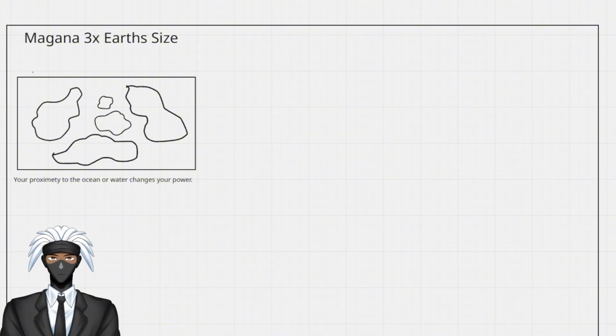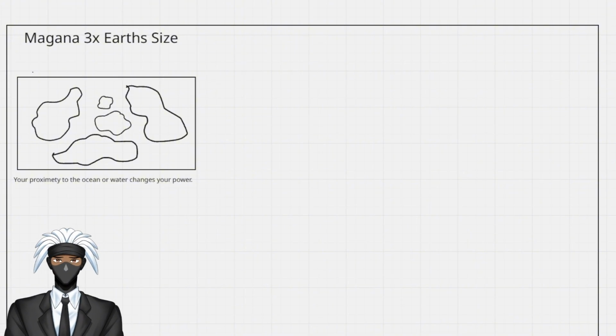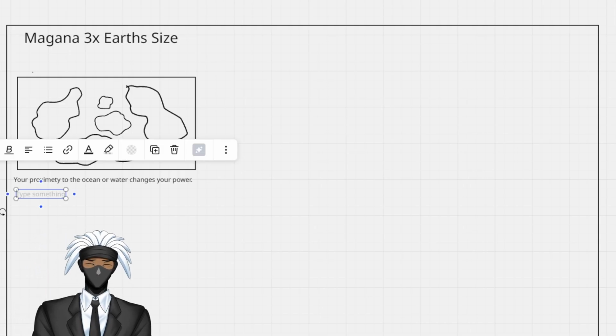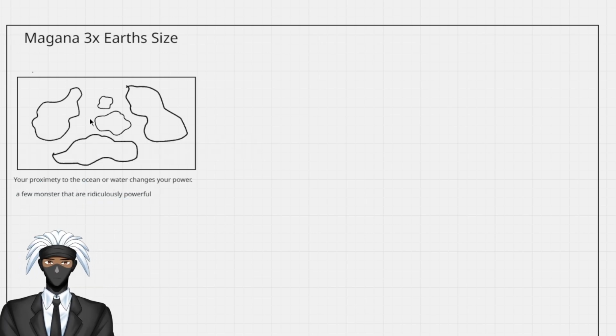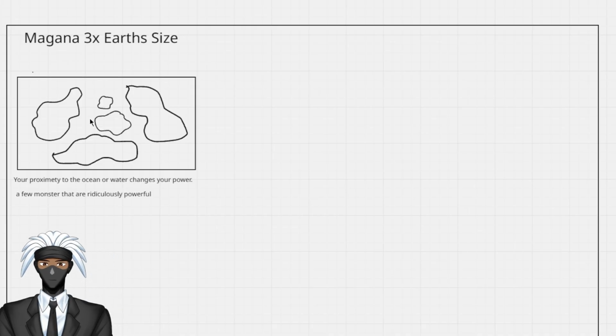I think I'd like to have a few monster species. So we won't determine what species it's going to be yet. But I'd like to have a few monsters that are ridiculously powerful. So we've got a few species, right? We'll have the generic orc. We'll have the generic dragon.